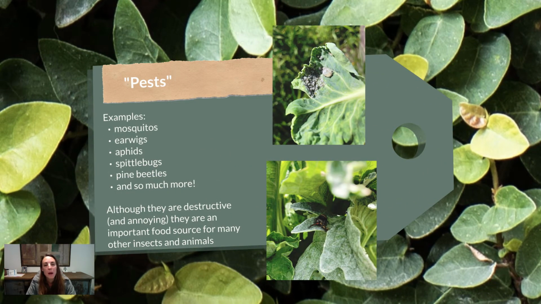So next we're going to talk about pests, and I put this in quotes because although we don't like them, they are actually super important for the ecosystem because they are a food source for a lot of other animals. So examples of pests that we think are pests are mosquitoes, earwigs, which I just showed you right here, aphids, these are aphids, I think this is a Brussels sprout leaf, spittle bugs, which also eat plants, and pine beetles, which can destroy a pine forest in less than a year, and so much more. So there's lots and lots of pests out there that we don't like.